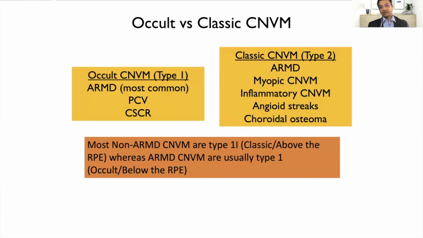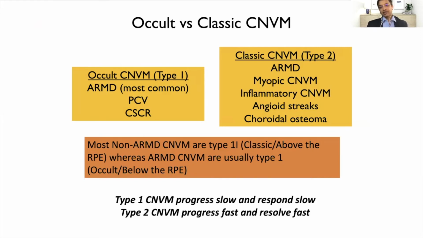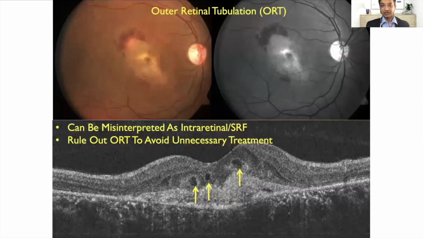And I've listed the different causes of these CNVMs, and most importantly, type 1 CNVMs progress slow. Macular degeneration associated CNVM or a CSR associated CNVM usually progress slow, but they also respond slow, which means you have to keep giving a lot of injections and the fluid doesn't go away easily with injections. Whereas type 2 CNVMs can progress very rapidly, like myopic CNVM, but they also resolve fast if you give the appropriate number of injections early on.